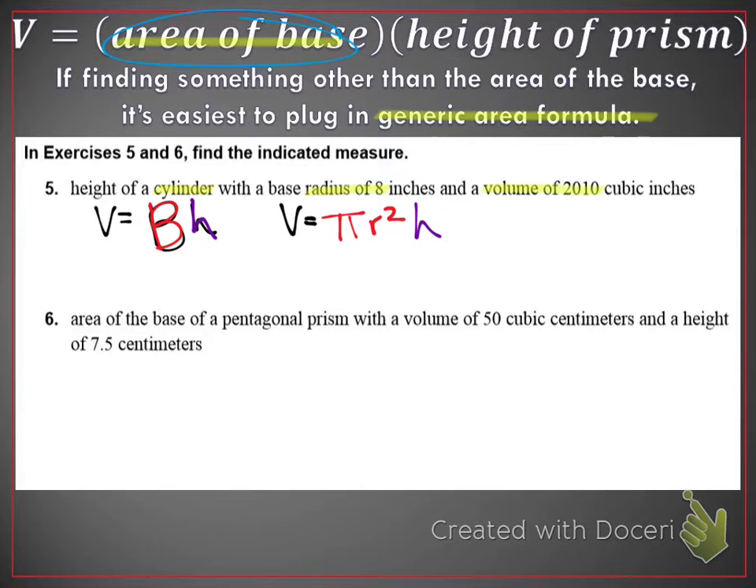So now we can just plug things in. All right, what is the volume? 2010. And it equals pi times, what is the radius? 8 squared. And then times the height, which we don't know. What is pi and 8 squared and h? What are they all doing to each other? They're all multiplying. So let's go ahead and multiply.